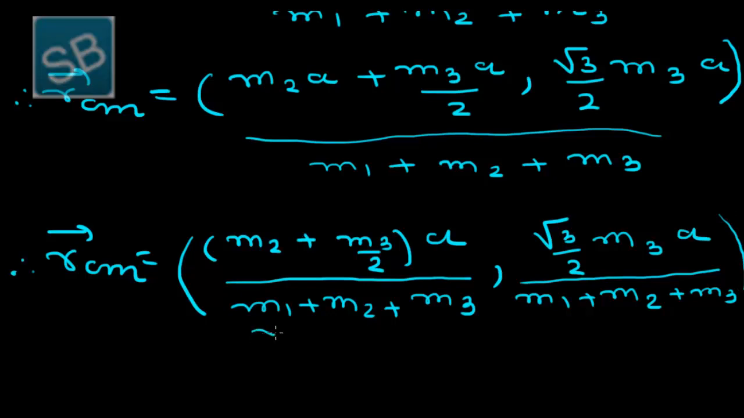So this is the x coordinate of the position vector of the center of mass of the system, and this is the y coordinate of the position vector of the center of mass of the system. So with this our first illustration is over. Now we will move on to the second illustration.